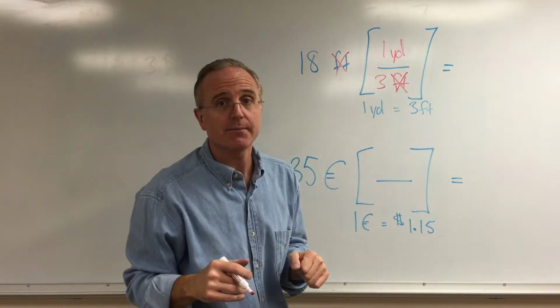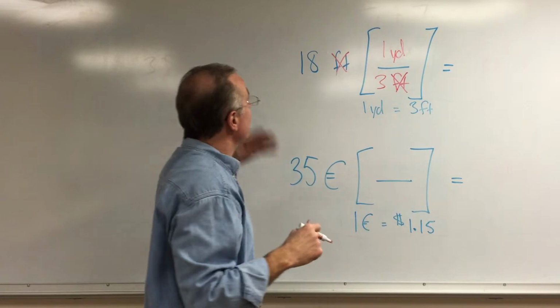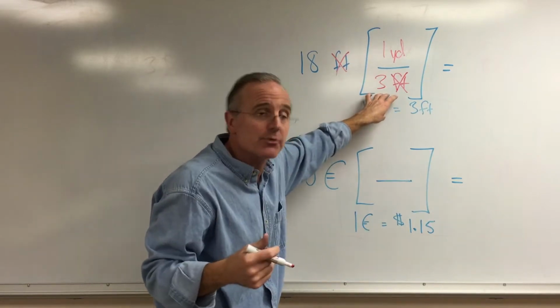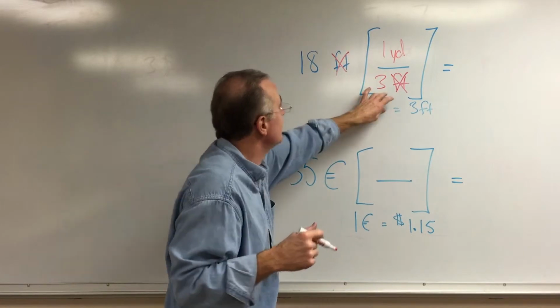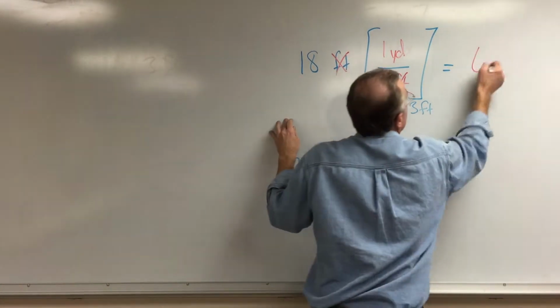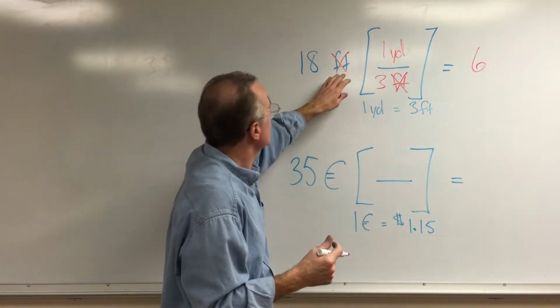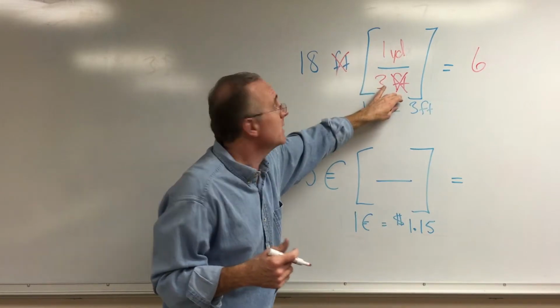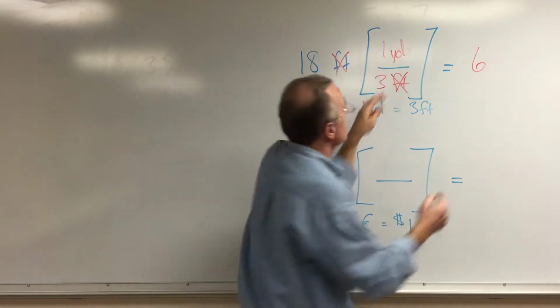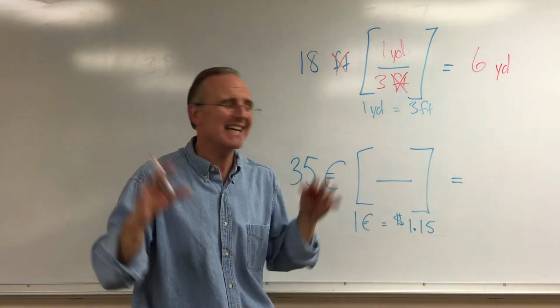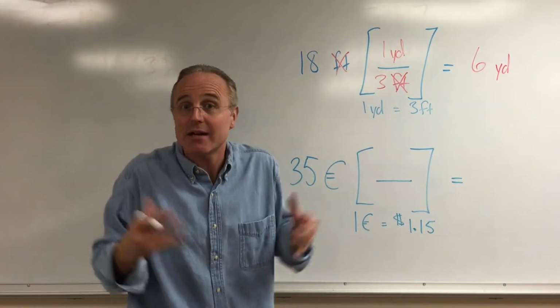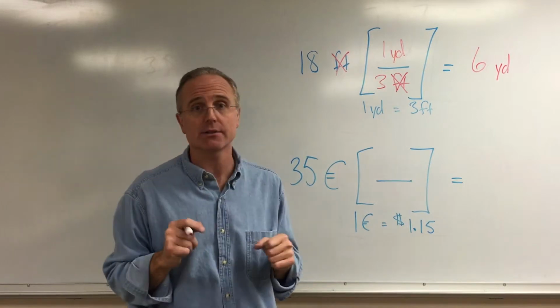goes upstairs. Now, after writing that out, I can see, okay, I've got to divide by 3 because the 3 is downstairs on the bottom of the fraction. 18 divided by 3 is 6. And the units, well, the feet have already gone. The only thing that's left are yards. So 18 feet is 6 yards. Again, my brain does that automatically without even thinking, but that's what my brain does.